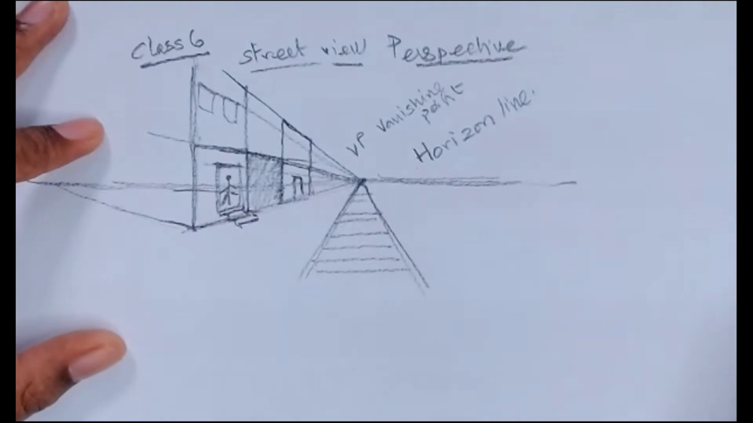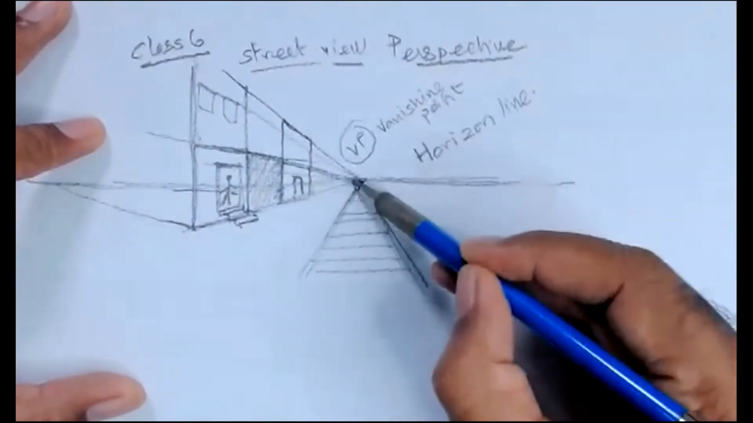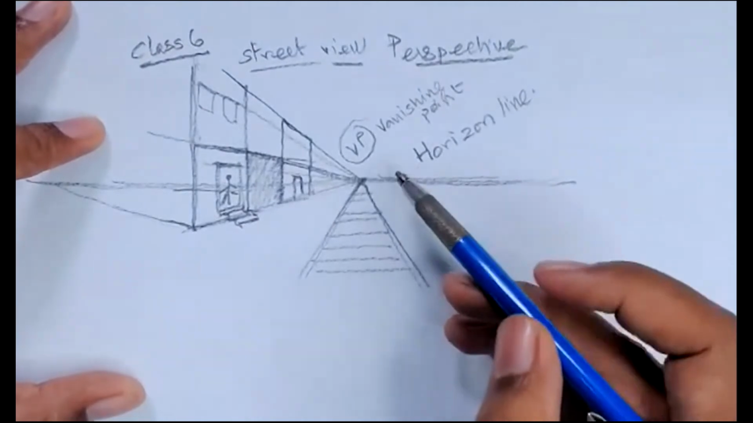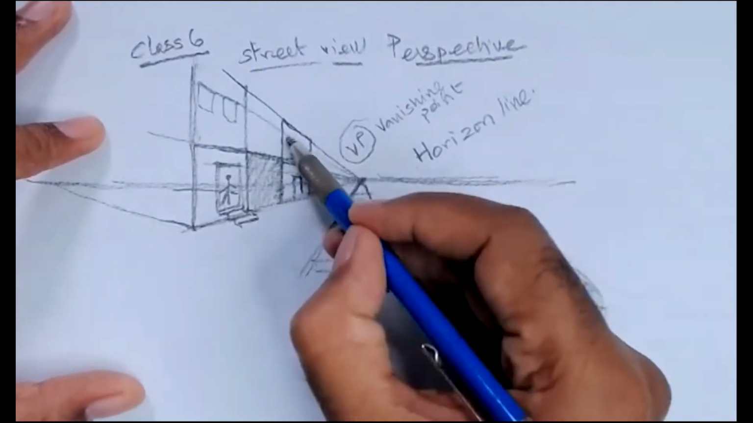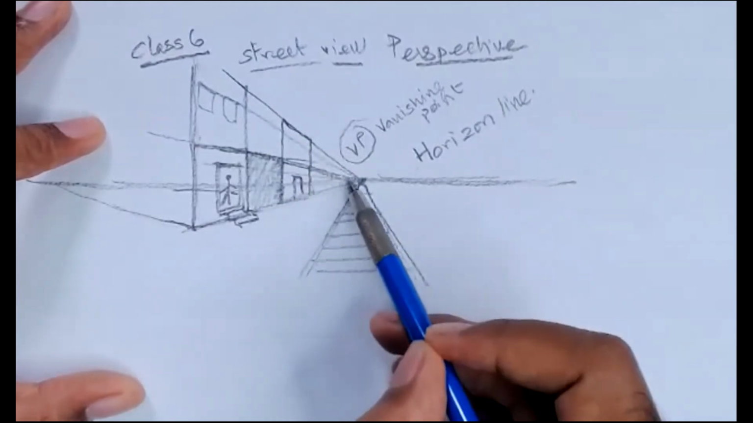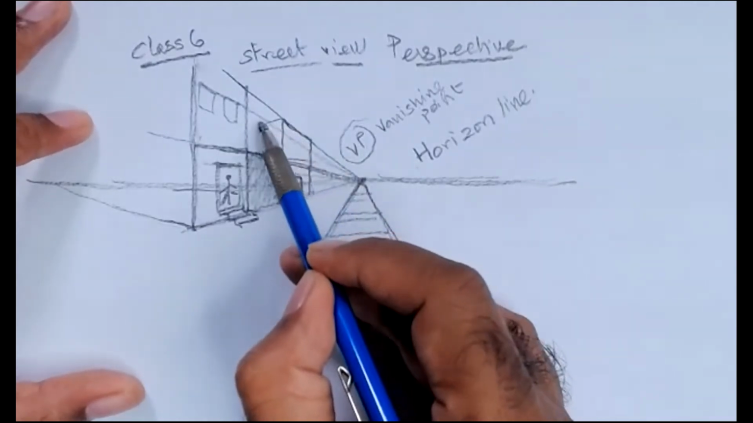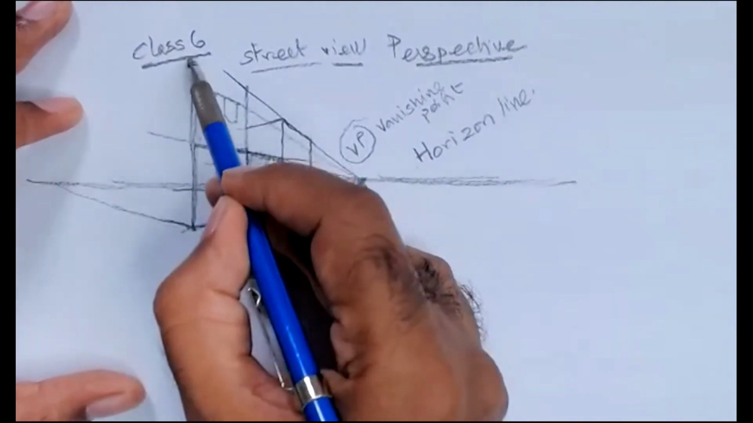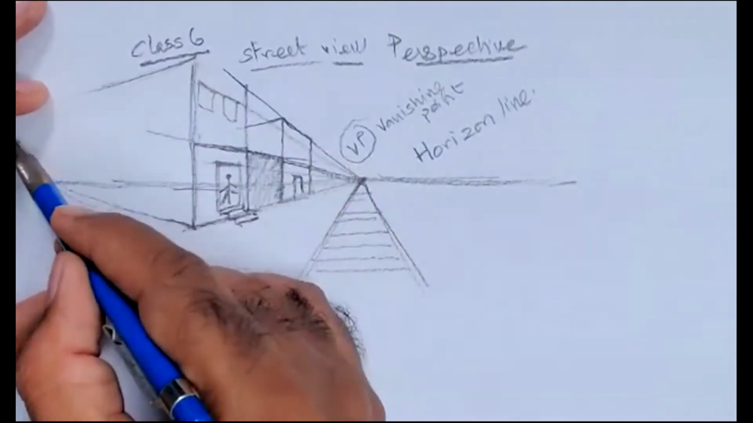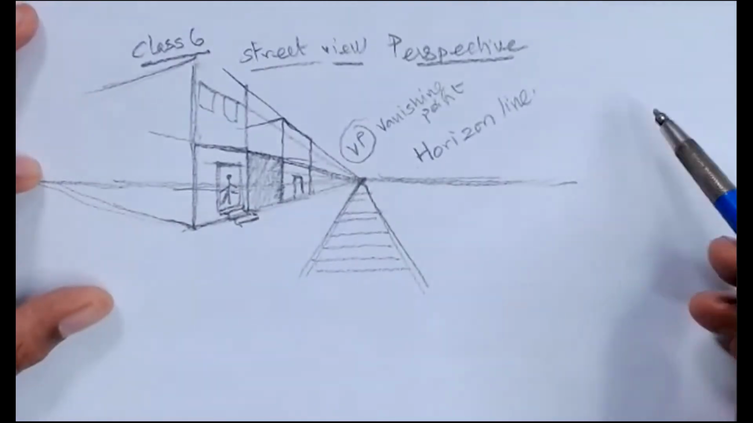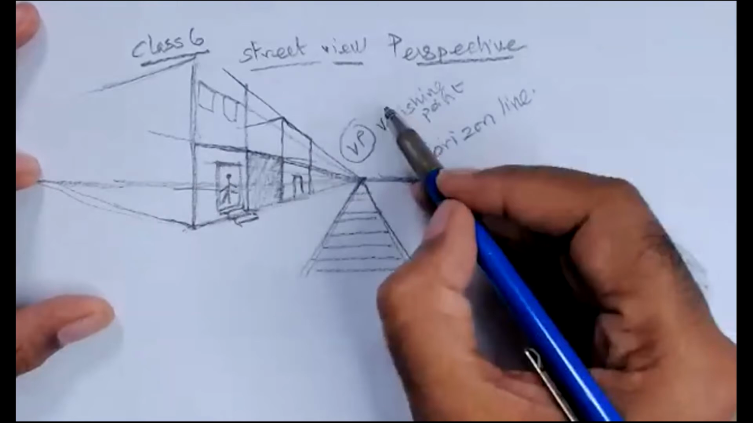Based on this, we'll try to draw. All you have to remember is this vanishing point and this horizon line. These parallel houses are all going to go towards the vanishing point. I can draw another line here also. These lines are going to go a longer distance and join the horizon line at another vanishing point.